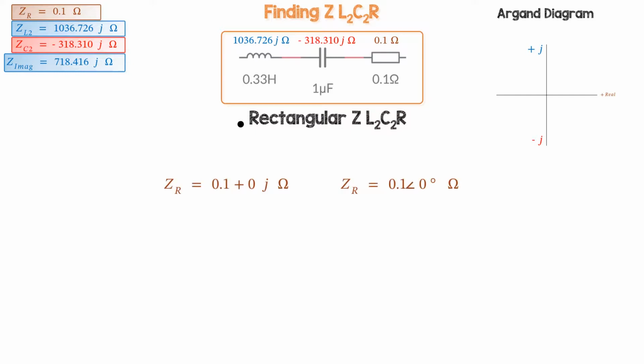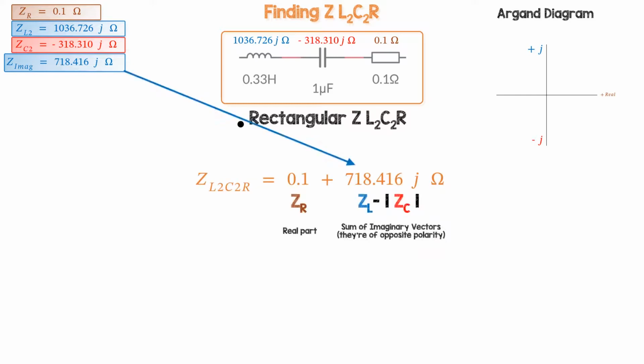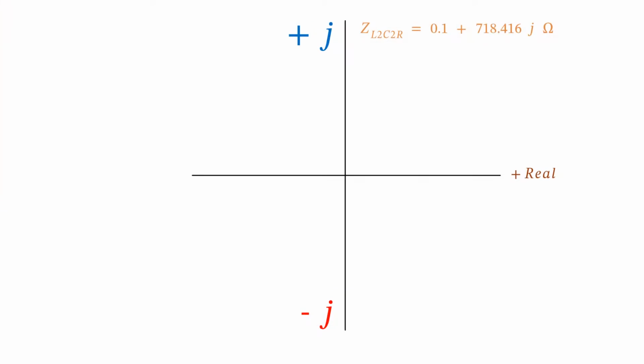So ZR is just 0.1 ohms with no phase difference. So ZL2C2R is really easy. It's 0.1 plus the same imaginary part as we had before. And there it is on the argon diagram. There's our ohm boy ZR and the resultant of the imaginary vectors for the inductor and capacitor, which I call Z imaginary. And polar form will be useful later on for multiplication and division to find currents and voltages.